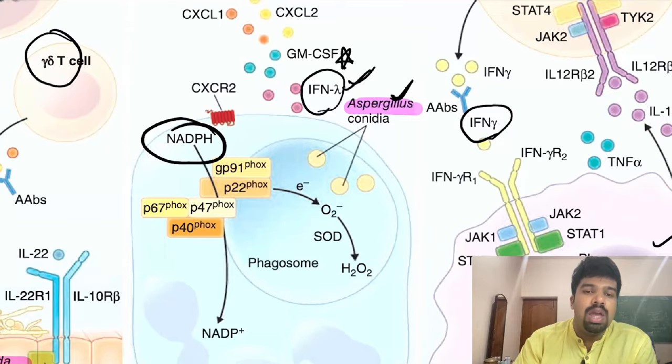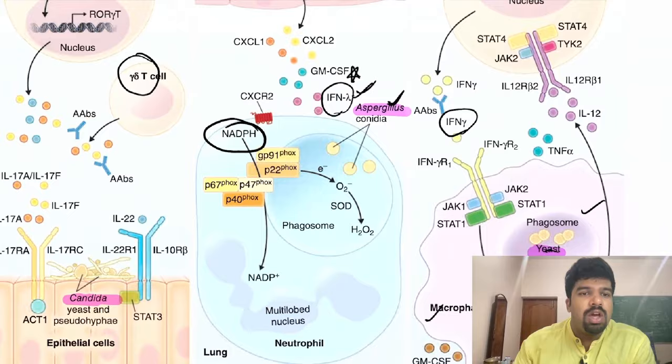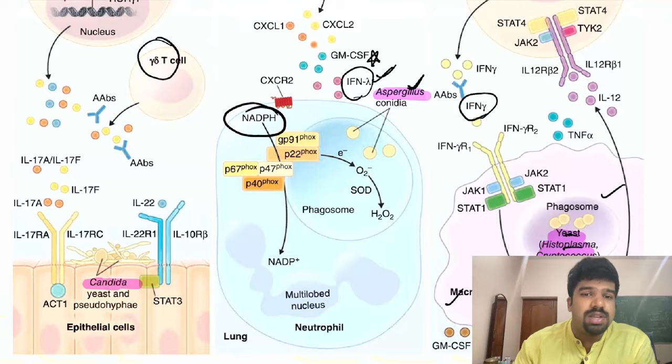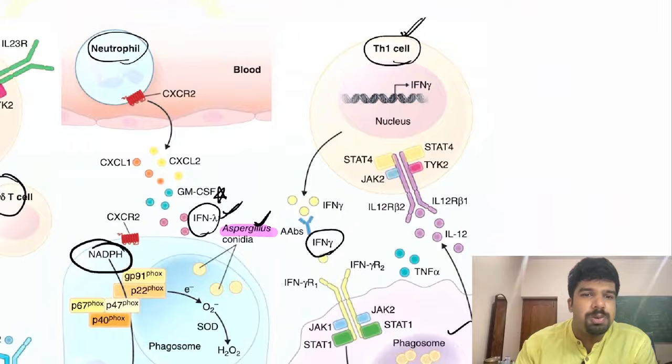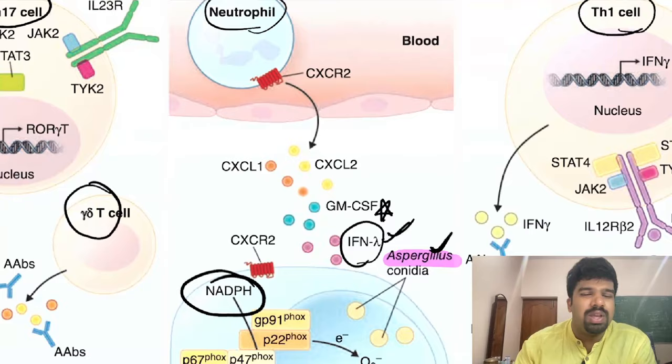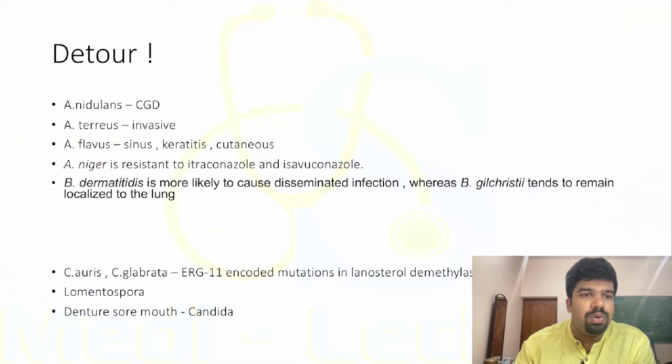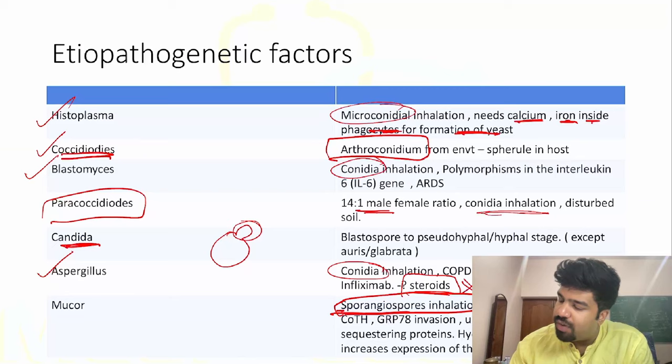But what did I tell you? That steroids have no action in the middle pathway. That means no matter how much steroid I give, high dose steroids are not an important risk factor in this condition. Whereas steroids are going to cause some kind of lymphopenia here. Immunosuppression will happen mostly in the TH1 macrophage pathway, but not so much in the neutrophil pathway. Therefore, high dose steroids are not an important factor when you consider Aspergillus.